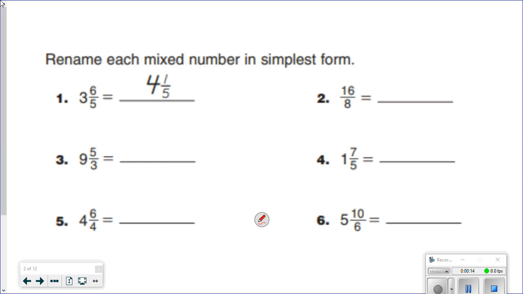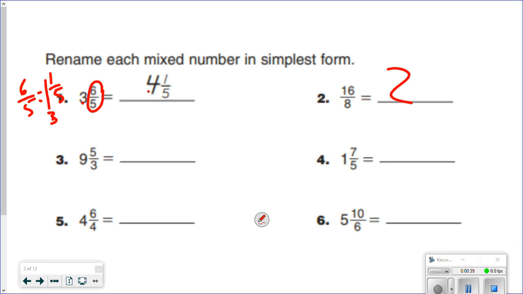Well, all they did was they took a look at this 6/5, and they realized that 6/5, when they rewrite it, 5 goes into 6 one time with 1 left over. Then they added this 3 to it. 1 plus 3 is 4, 1/5 is left over. Let's move over to this one for me. How many 8s go into 16? Exactly 2 8s go into 16. Anything left over? There isn't anything left over, so 2 is your answer there.